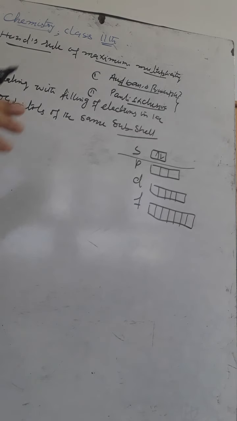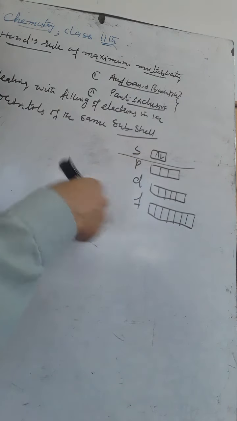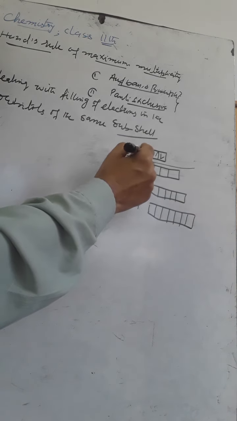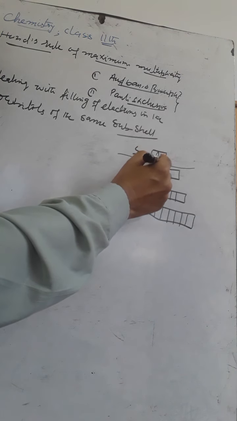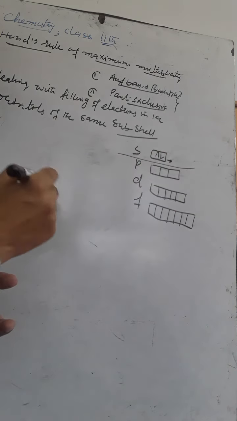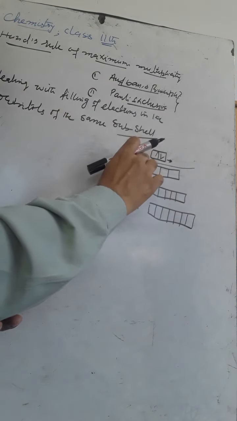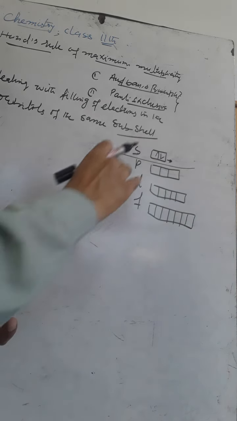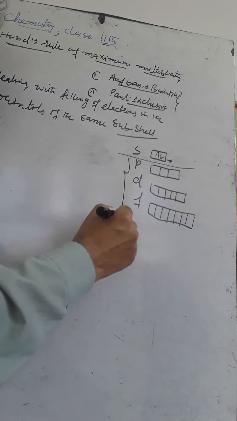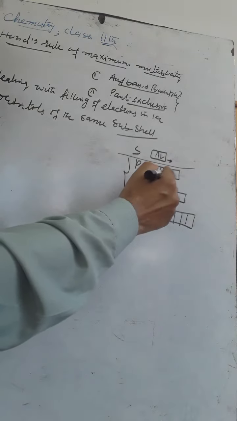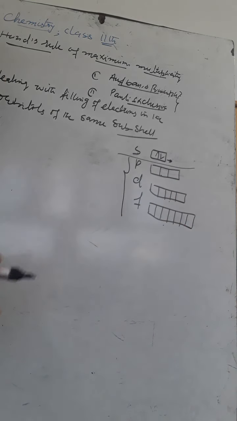Now, how do the electrons get filled in a subshell containing more than one orbital? For example, S subshell contains only one orbital. It can accommodate 2 electrons. So no Hund's rule is applicable for the S subshells. Now, when we take the case of other subshells, P onwards, that's P, D, and F subshells, there are 3, 5, and 7 orbitals respectively.